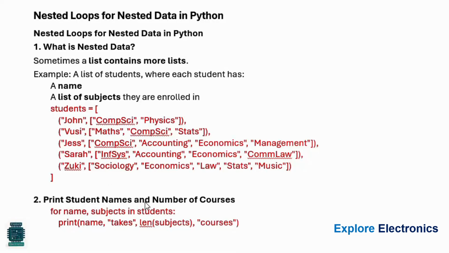Print student names and number of courses. We have to print the student names and the number of courses. For name, subject in students, print name, takes, length of subject, courses. Name means it will print the name of the student, and it will print "takes" as it is, and the length of subject means how many subjects the student has taken, and it will print "courses" as it is in the output. Let us see the output.